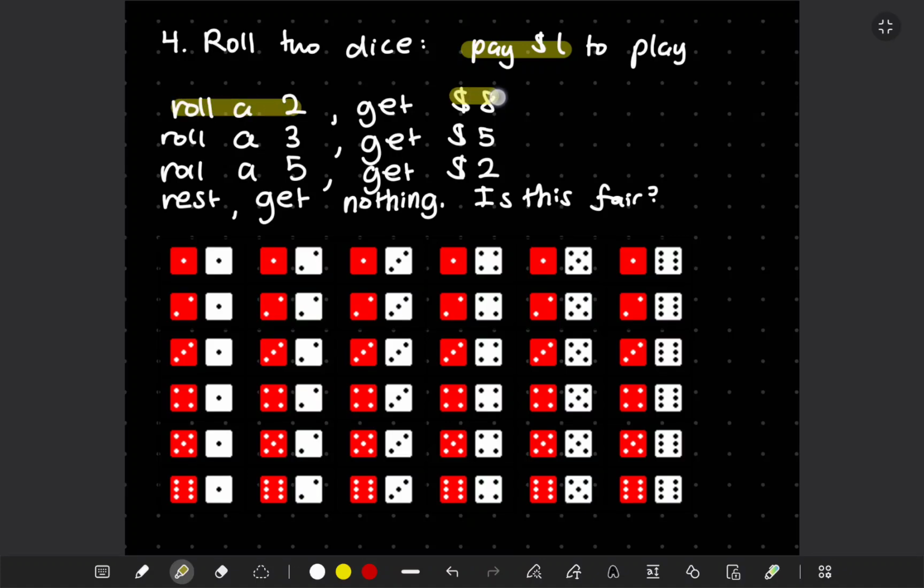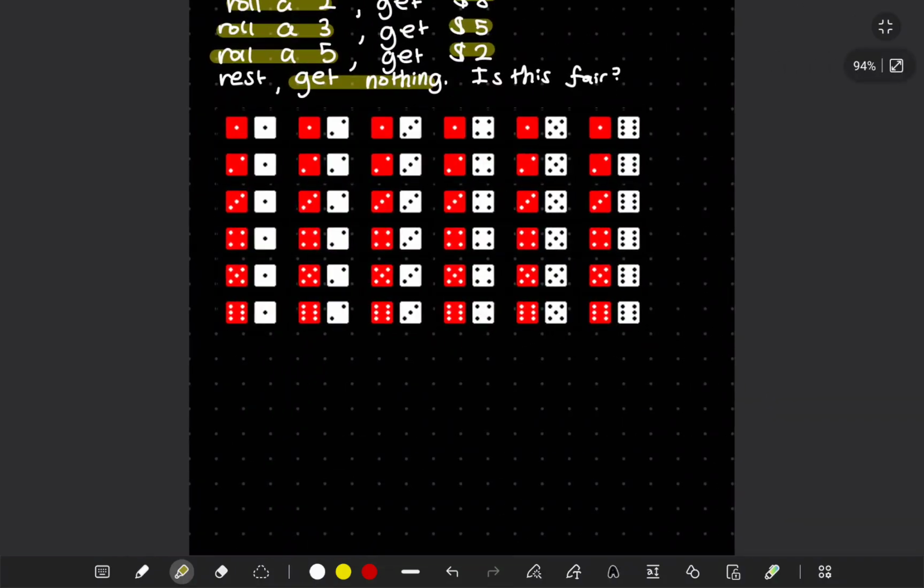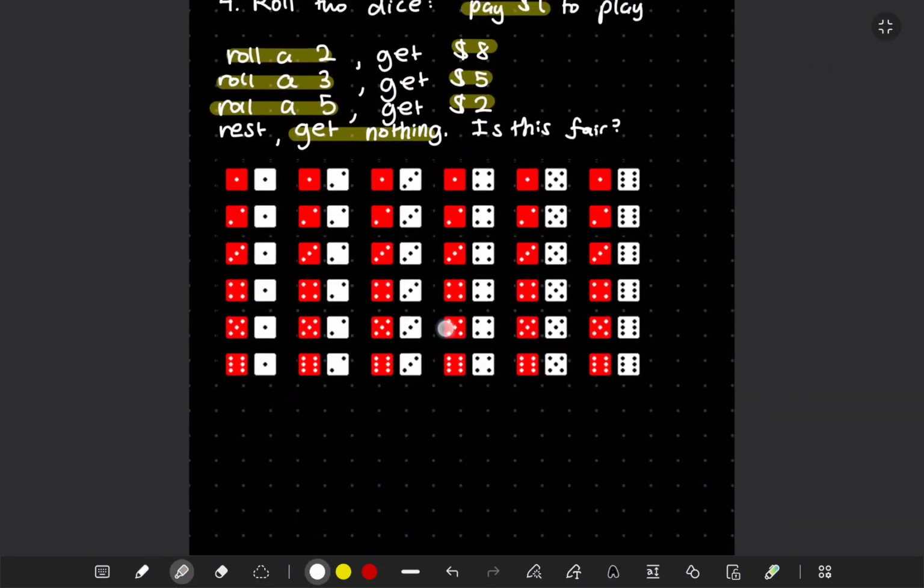If I roll a 2, I get $8. Roll a 3, get 5. Roll a 5, get 2. The rest get nothing. Is this fair? So I'm going to do the same thing again. Anytime I highlight it, I make a branch.